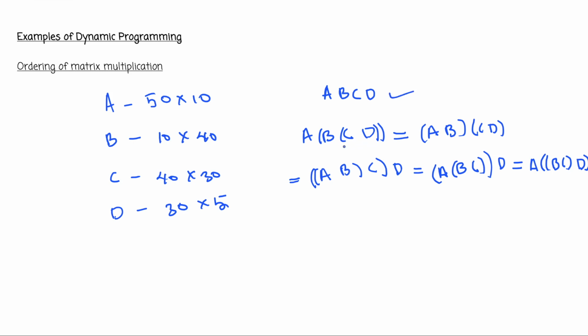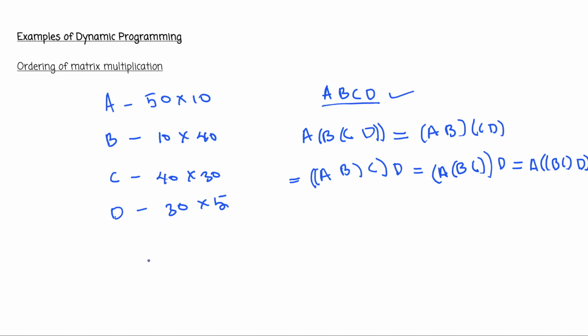This indicates that we can parenthesize the matrix multiplication in whatever way we like, but the number of computations differs from one way to the other. So in this problem of ordering of matrix multiplication, our aim is to find a specific order of parentheses which minimizes the total number of computations required to calculate the product of a given number of matrices.